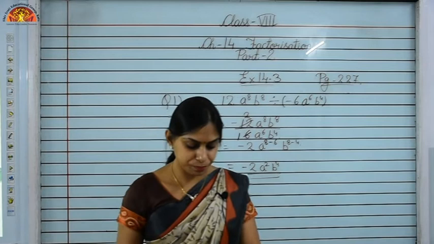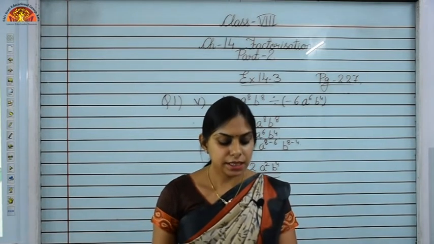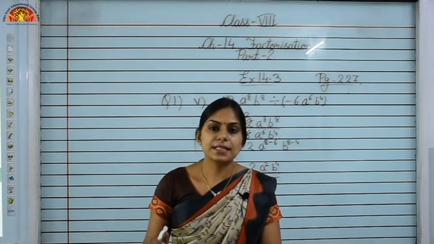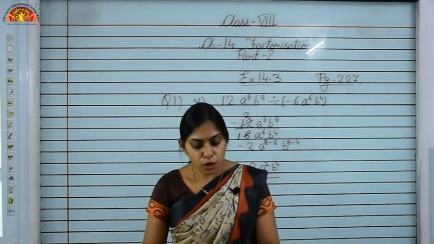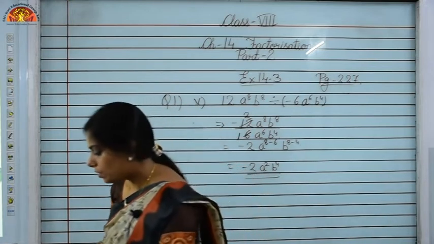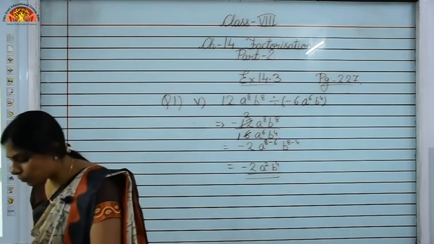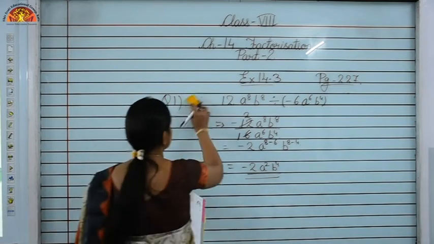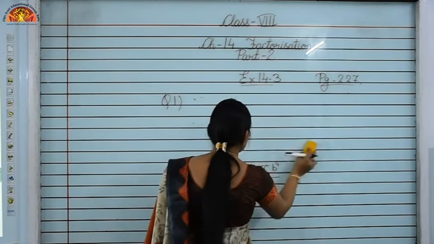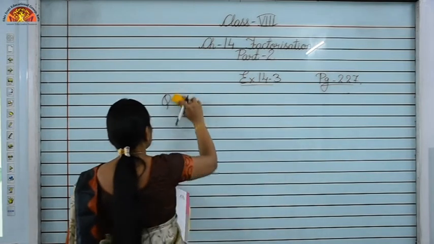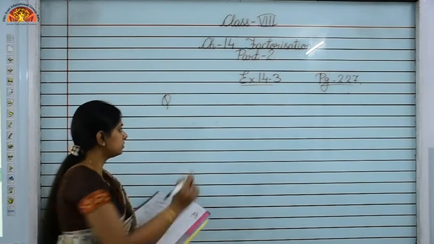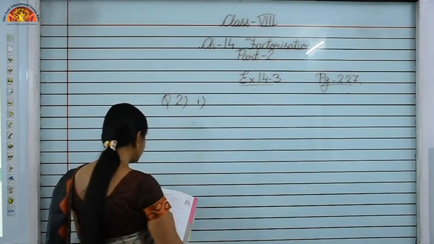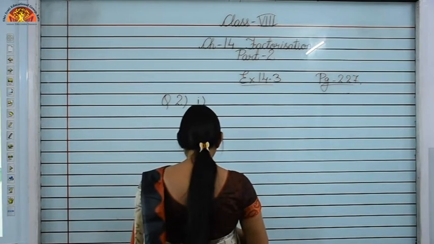Question number 2. Divide the given polynomial by the given monomial. What you have to do? Now you have to divide the polynomial with the monomial. So it is the second thing. So we'll just solve the question over here. That is question number 2, first part. Now we are dividing a polynomial by the monomial.